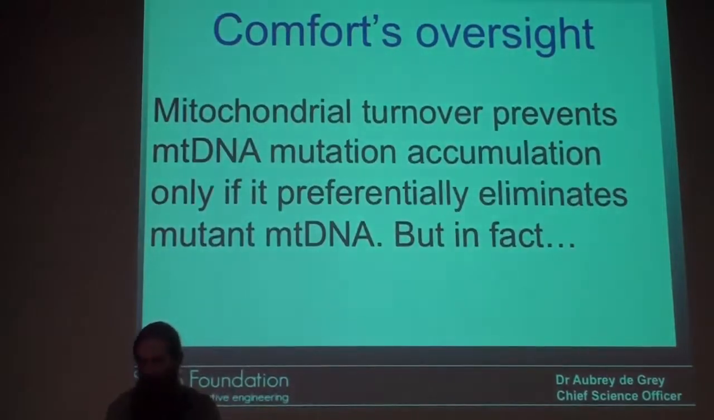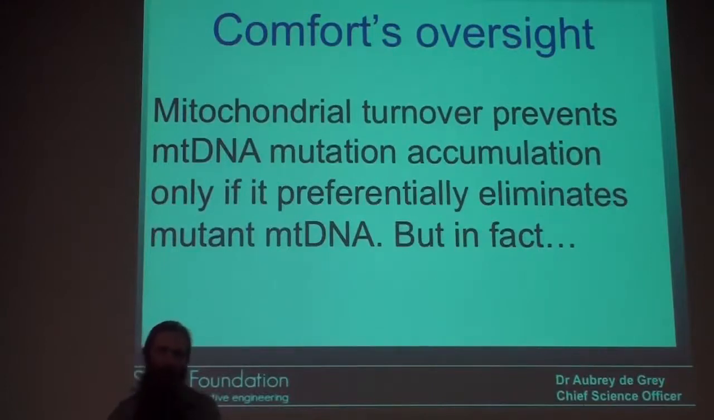This is basically what was wrong with the argument that Comfort made to reject the possibility that mitochondrial mutations could matter in aging. He just assumed that damaged mitochondria would be eliminated. And he's right in a way, as I will describe later on. But it turns out that, at least some of the time, mutant mitochondria are not eliminated. That type of damage is not detected in the appropriate way by the machinery that eliminates mitochondria. And in fact, the opposite happens.